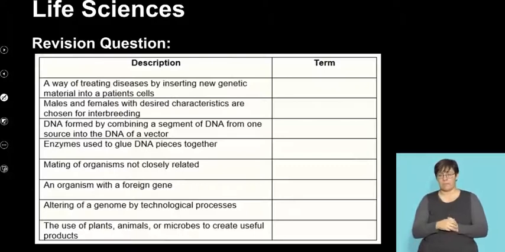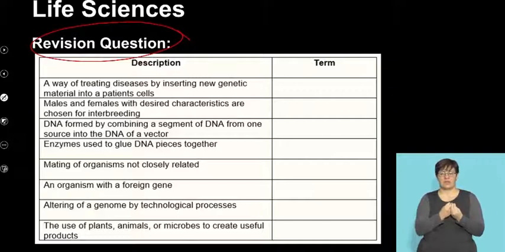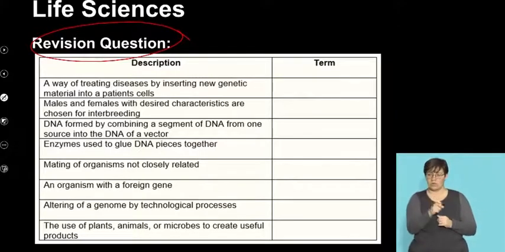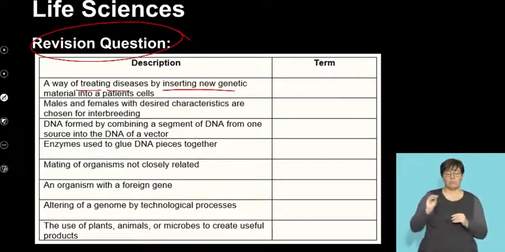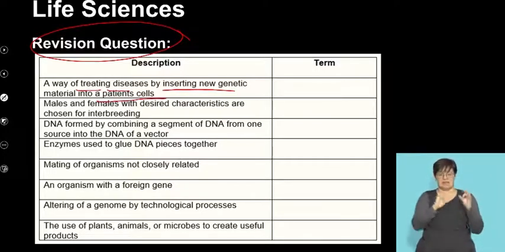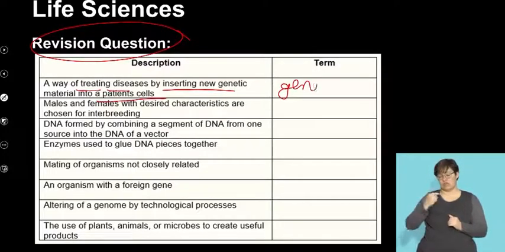So as we have done these terms, let's practice this with a set of descriptions and establish these terms. So the first question or description is a way of treating a disease by inserting new genetic material into a patient's cell. And that process is called gene therapy.